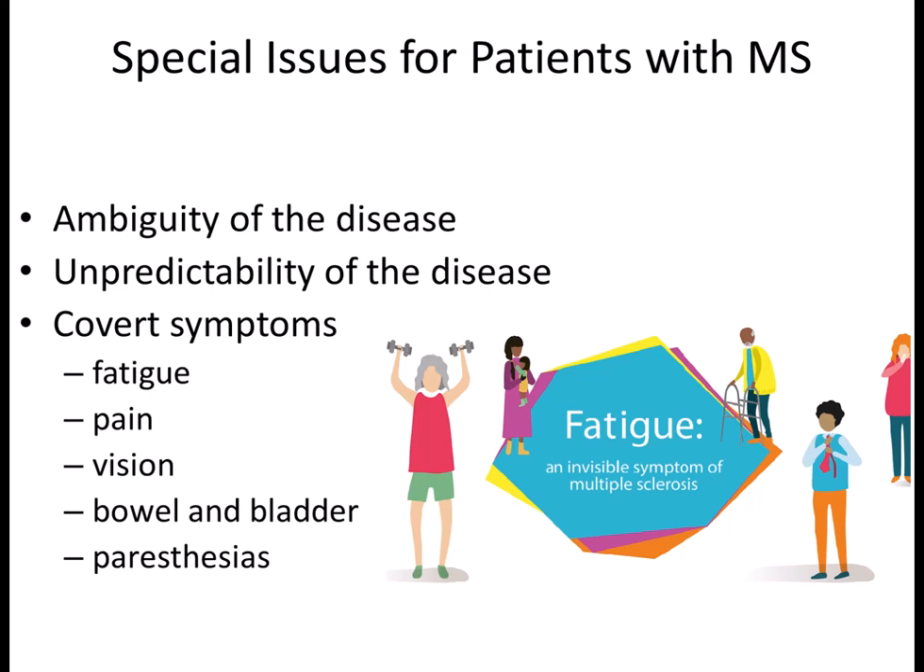Also, there's an unpredictability of the disease. These symptoms can come and go, and sometimes the patient can recover completely before another onset of symptoms, or sometimes they don't recover completely and then they just stay there. Also, the covert symptoms, I've talked about this before, that all these things tend to be invisible, right?